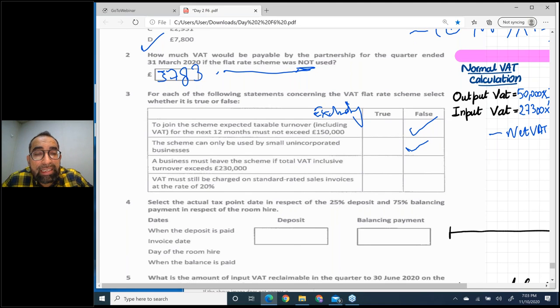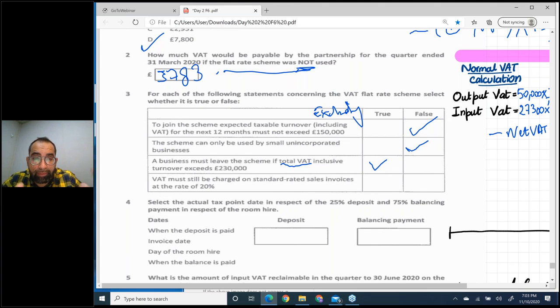Then, a business must leave the scheme if the total VAT inclusive turnover exceeds 230,000. For leaving the scheme, the limit is total VAT inclusive turnover. This is true. I told you when I was teaching you the flat rate scheme that there are two limits, 150 and 230. So don't forget, 150,000 is exclusive of VAT plus its taxable turnover, and 230,000 is inclusive of VAT plus its total sales. It is total turnover.